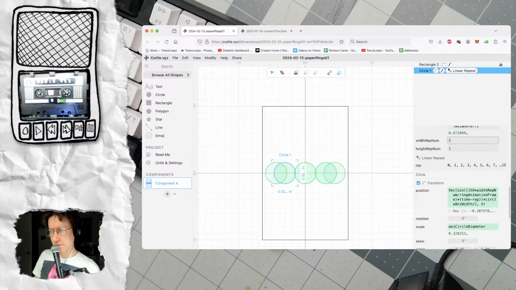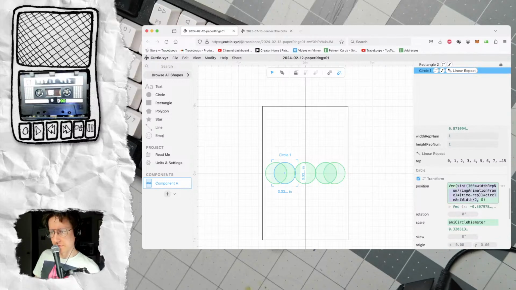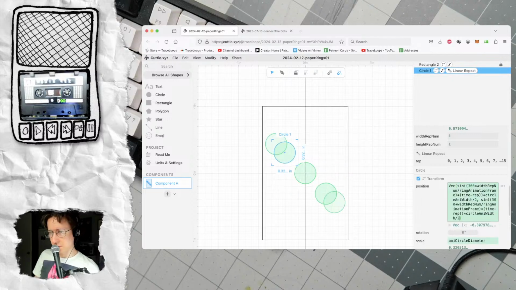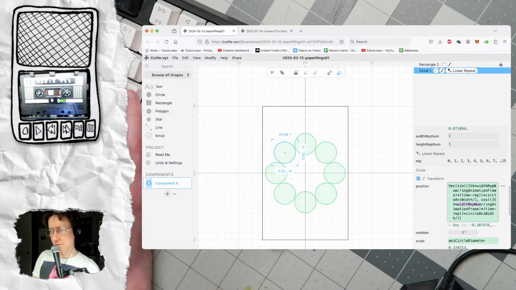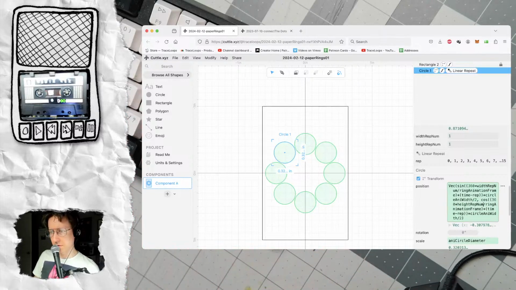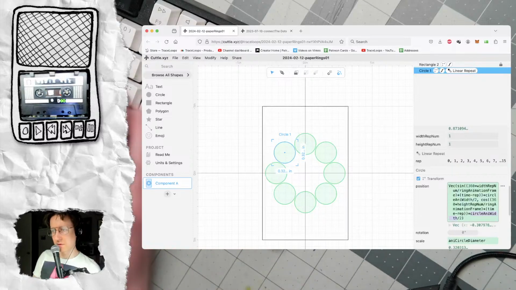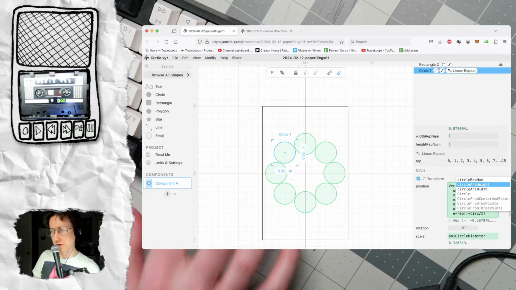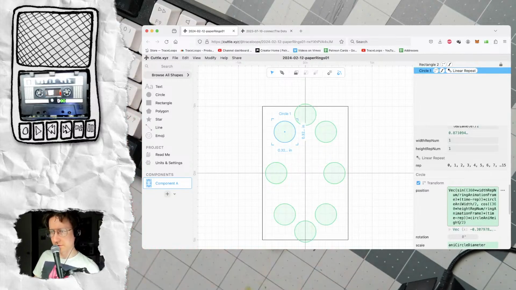try something. Let me copy this and then make it so it's height. Copy sine 360 times, wait, no, this should be cosine times height rep num ring animation frame times time minus rep circle any height divided by 2.